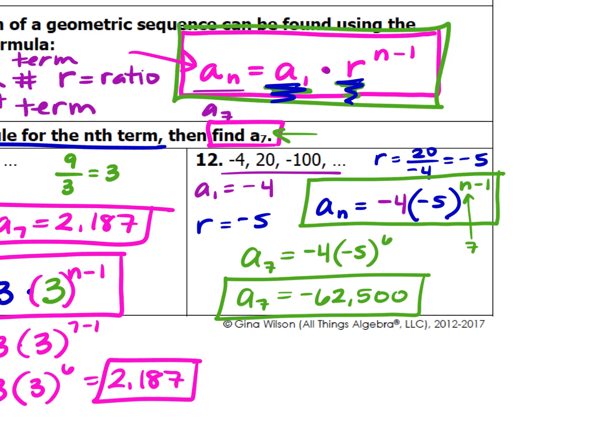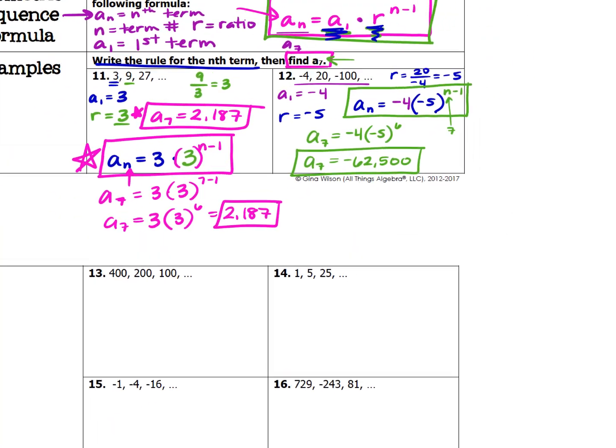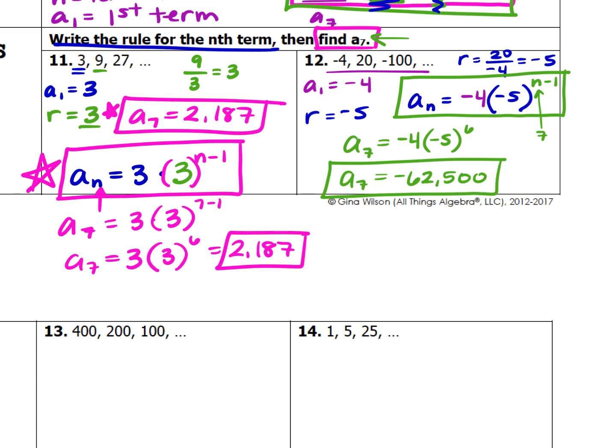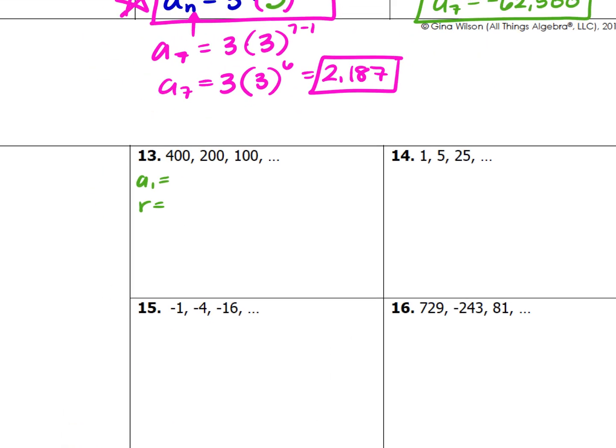Okay, I want you to try this last one here, number 13. Tell me what you're using for a sub 1, tell me what you're using for r, and then give me the rule and find the 7th term of that. What was a sub 1? 400, your first term. Okay, and then what was r? 1/2 or 0.5. Be careful not to call it 2. It's easy to think like, oh, 200 times 2 is 400, right? But you have to take the second one divided by the first one and then reduce that.